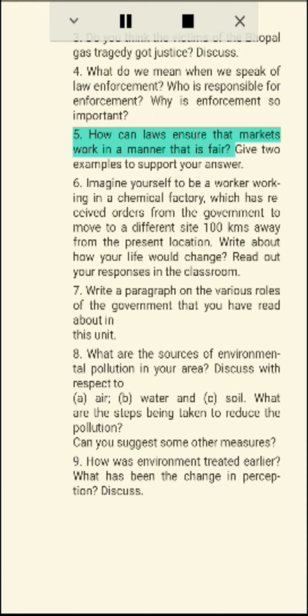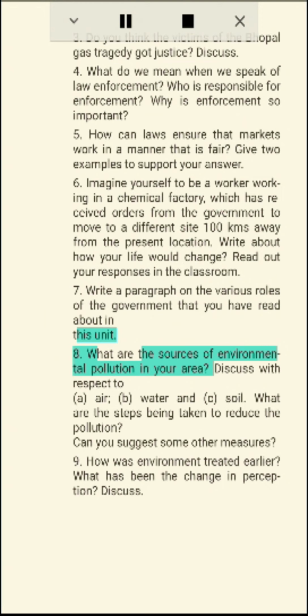5. How can laws ensure that markets work in a manner that is fair? Give 2 examples to support your answer. 6. Imagine yourself to be a worker working in a chemical factory, which has received orders from the government to move to a different site 100 km away from the present location. Write about how your life would change. Read out your responses in the classroom. 7. Write a paragraph on the various roles of the government that you have read about in this unit.